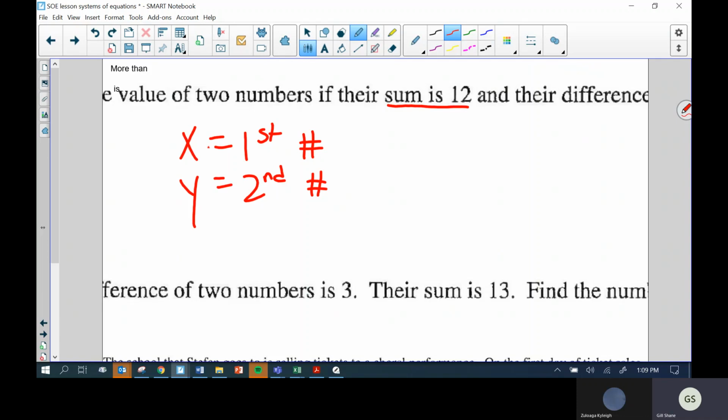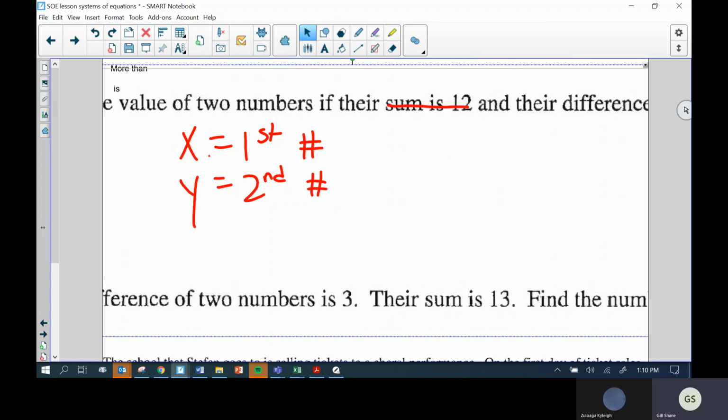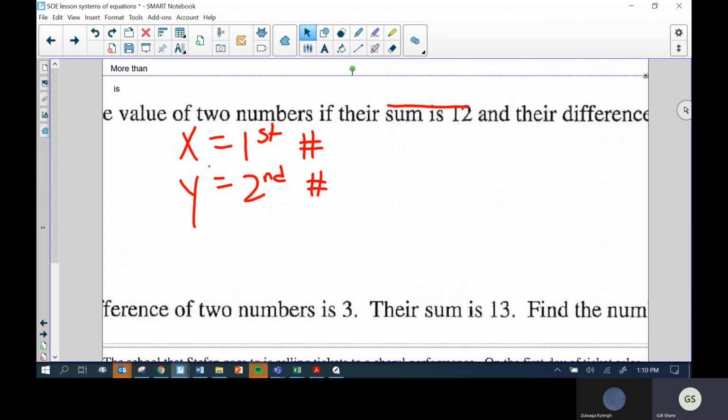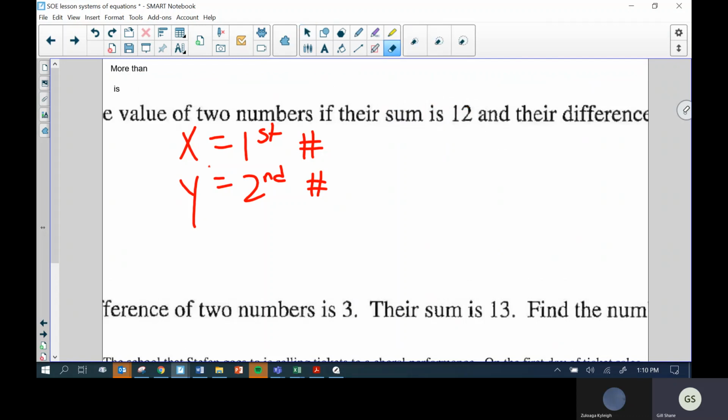All right, hang on. The sum of the two numbers is 12. That is a rule. I don't know what the two numbers are, but I know what sum means, by the way. S-U-M, what does that mean? Somebody help her. What does sum mean? S-U-M. Yes, there we go.